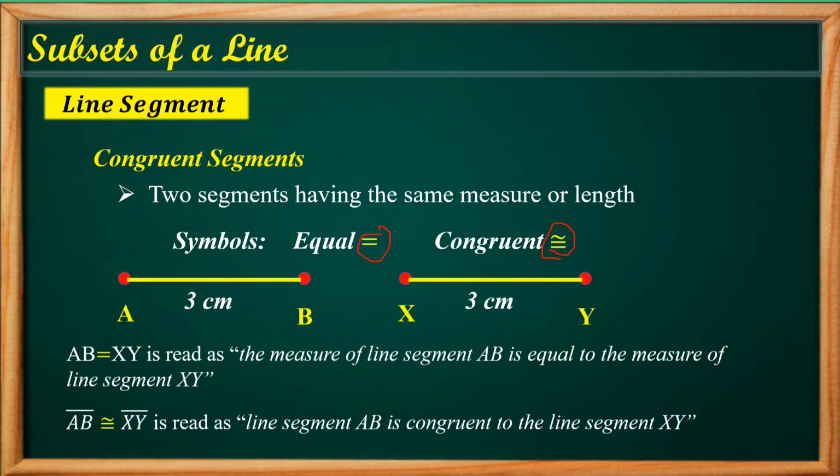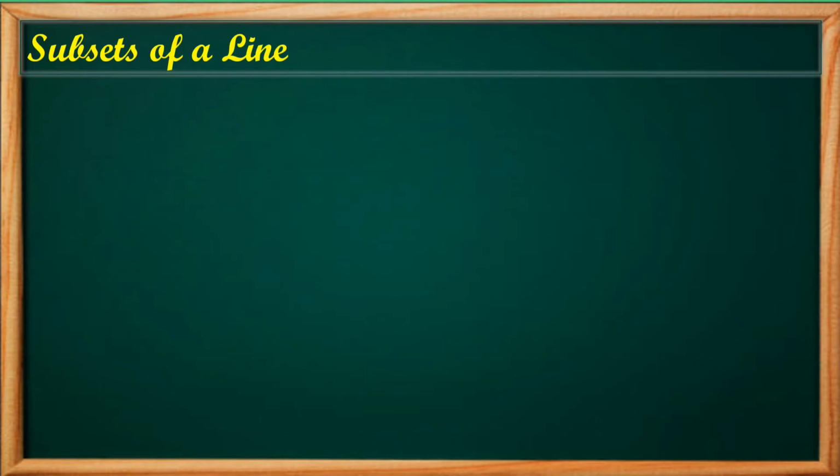But if it is congruent, line segment AB is congruent to line segment XY. It means kapag sinabi natin congruent, lahat na yan equal. Pwede yung length, pwede yung measurement. That is what we call a congruent. Now, remember, that is the symbol for the congruent. And that is for the line C.